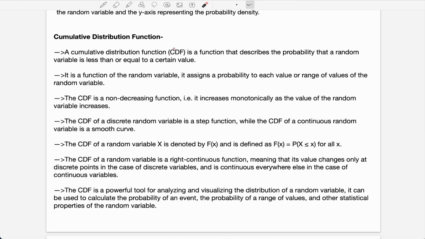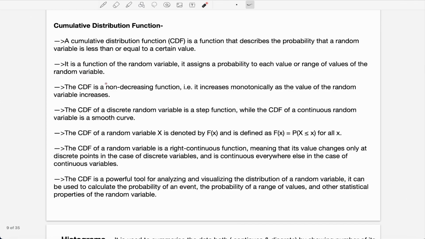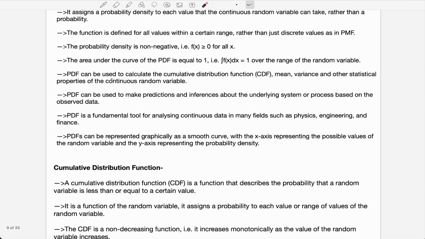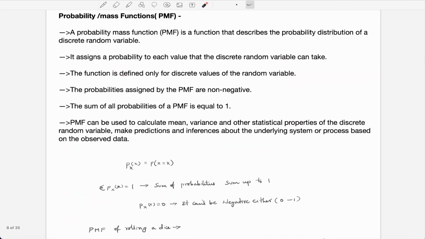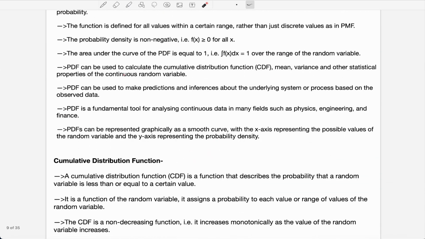Okay, so what do we mean by this cumulative distribution function? As I said, it's just a function that describes the probability that the random variable is less than or equal to a certain value. So I hope you understand these, the CDF, the PDF and the PMF. Okay, so I hope you understand this.